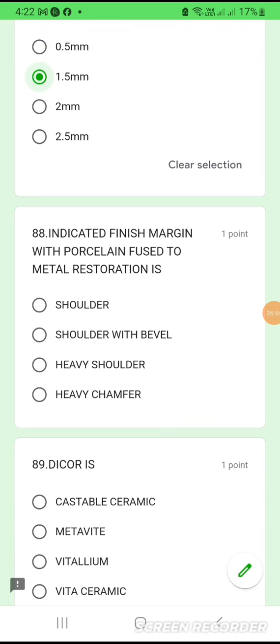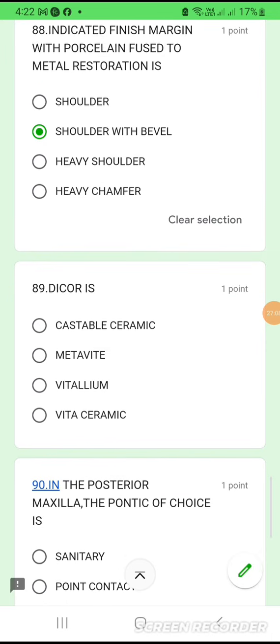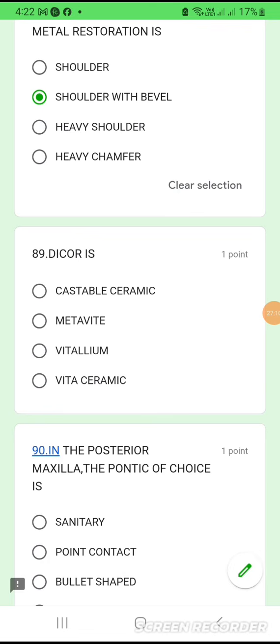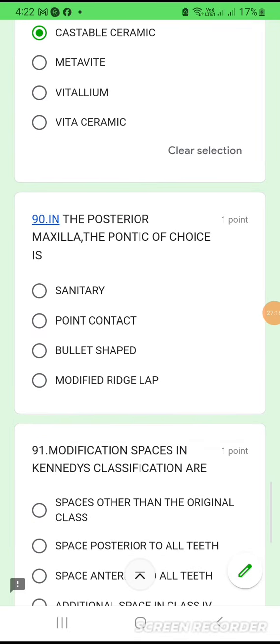Indicated finish margin with porcelain fused to metal restoration is shoulder with bevel, heavy shoulder, or heavy chamfer. So the one which you give for a PFM crown, porcelain fused to metal restoration, is shoulder with the bevel. Dicor is what? A castable ceramic, or Metavite, or Vitalium, or Vita ceramic. Dicor is a castable ceramic, option A.